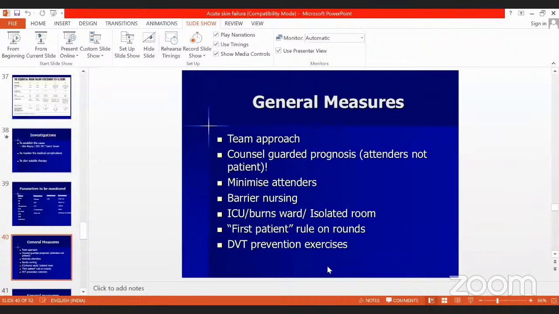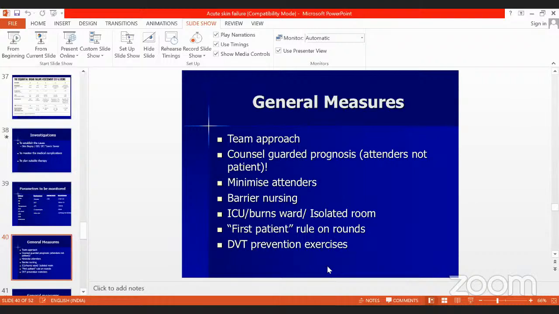So what are the measures? One is it should be a team approach. Counsel the patient and the attenders regarding guarded prognosis. But don't counsel the patient regarding guarded prognosis. Counsel the attenders. This is especially important because you should be counseling them right from day one. Last thing you want is a host of attenders coming and screaming at you when something goes wrong. So from day one, tell them about what is the patient's condition and tell them about the guarded prognosis.